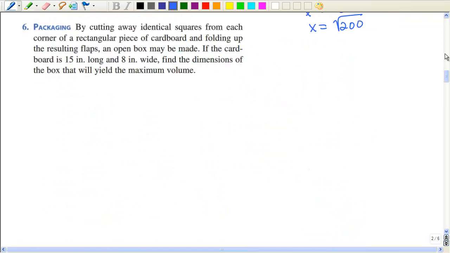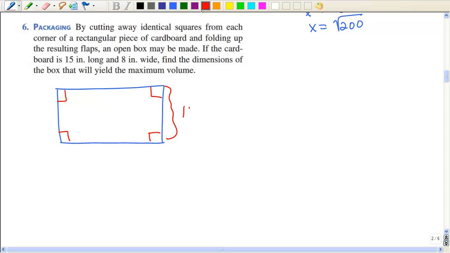Number 6 is a very classic calculus problem. Probably been in every calculus book ever written. We're going to have a rectangular piece of cardboard, and we're going to cut away little identical squares on each corner. Then if you fold up those sides, you would make an open box. You ought to try it. It really does work. The cardboard is 15 inches long by 8 inches wide. Find the dimensions of the box that will yield the maximum volume.